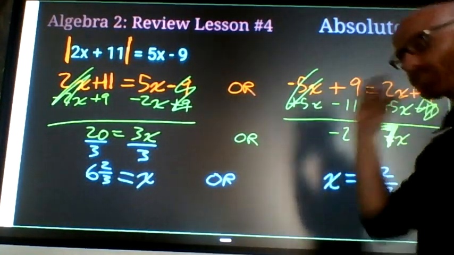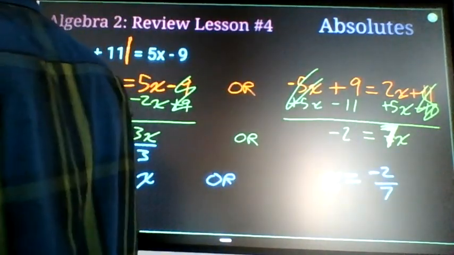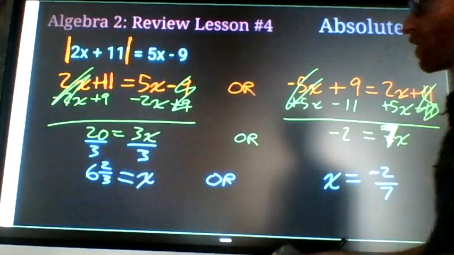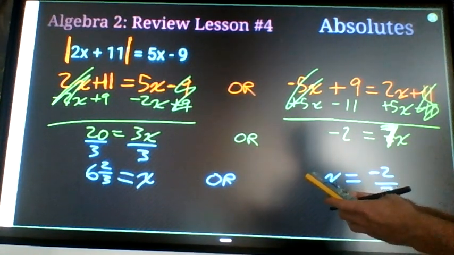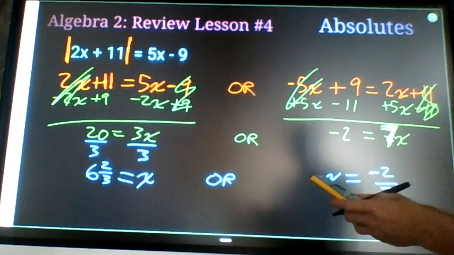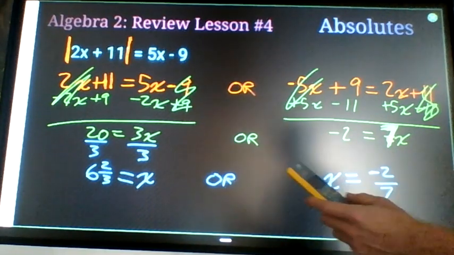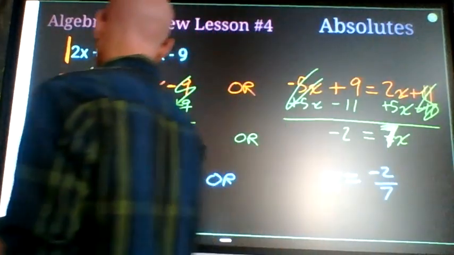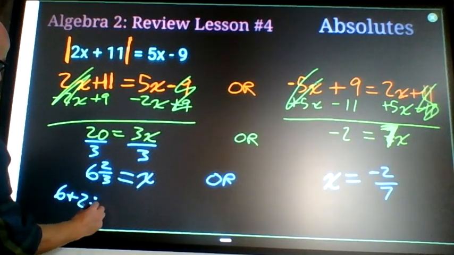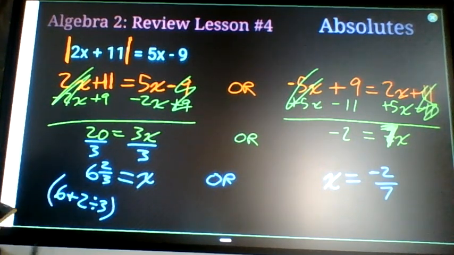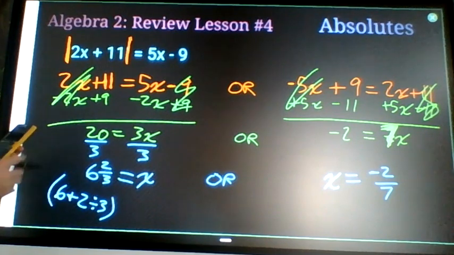Now, I'm going to type each of these solutions into the original equation. So 2 times 6 2/3. All right, and if you want to put a mixed number in a calculator, you can put it in by saying 6 plus 2 divided by 3. Just make sure you put that in parentheses. So 6 2/3. All right, we got 2 times that plus 11.